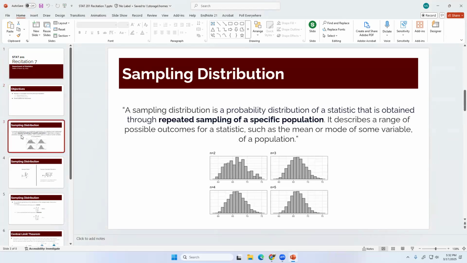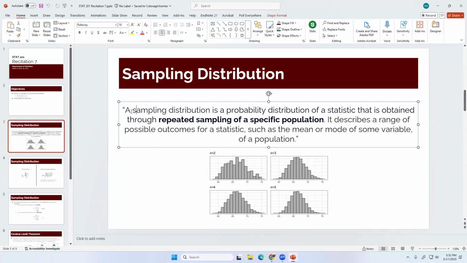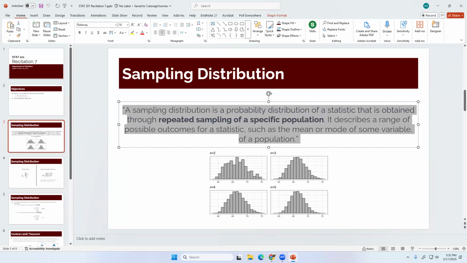So sampling distribution is a probability distribution of statistics that is obtained through repeated sampling of a specific population. It describes a range of possible outcomes for a statistic, such as the mean or mode of some variable of a population. So let me copy this definition and see what it means, okay?